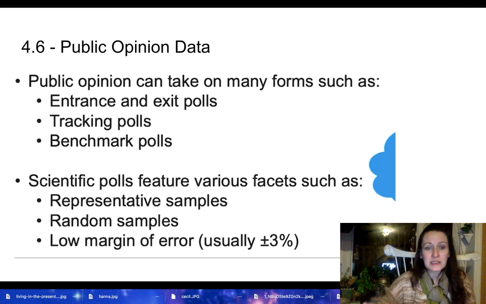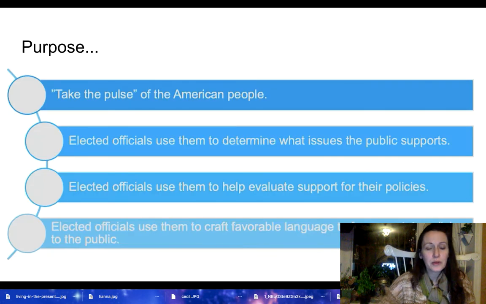Right, 4.6. I think this is even drier than 4.5, but the video does explain it a little bit better. A lot of these are literally just screenshots from the AP video, so I don't need to be repetitive. But public opinion, how do you get public opinion? By entrance and exit polls, by tracking polls, and by benchmark polls. We've already discussed those. And then scientific polls feature various facets such as representative samples, which was in the last slide, random samples in the last slide, and they usually have a lower margin of error, plus or minus 3%.